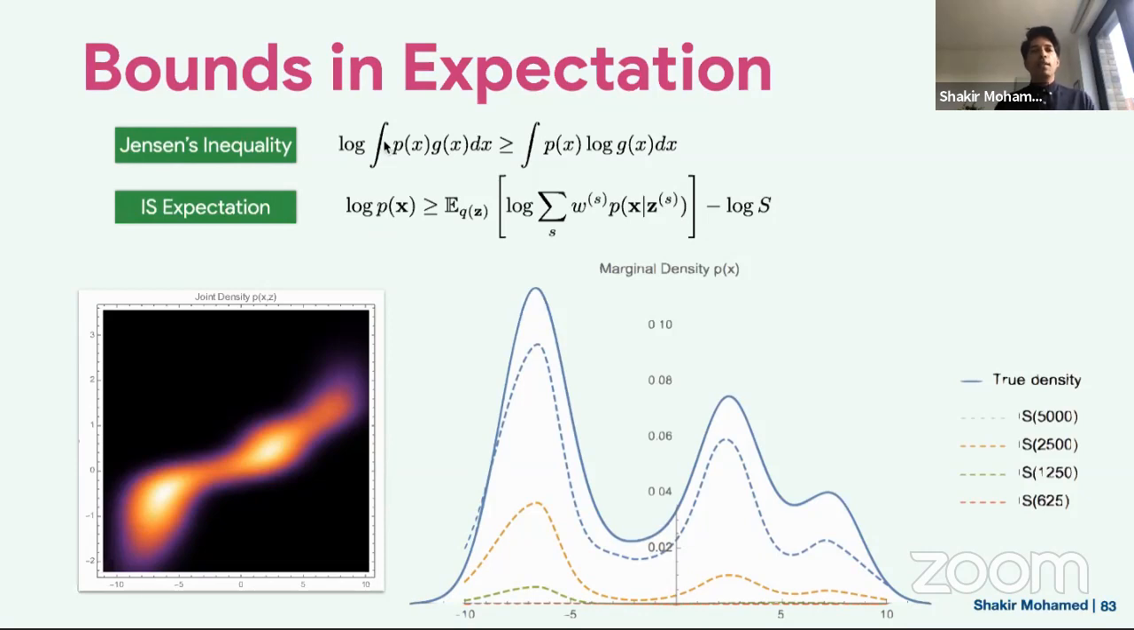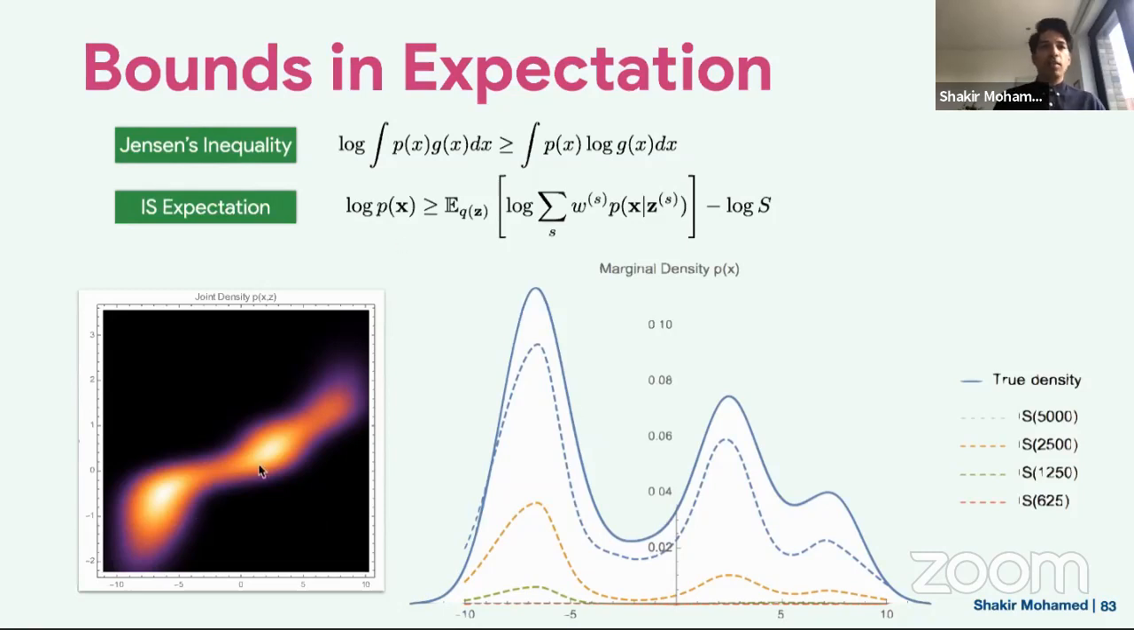Jensen's inequality is a trick that lets you interchange logs and integrals. If I have the log of an integral, Jensen's inequality says that I can bound that by the integral of a log of a function. In the second line, let's go in the reverse direction. I have an expectation under p of log g. Here I have an expectation under q of the log of something. I can undo Jensen's inequality and show that this average will be a bound on the log p.